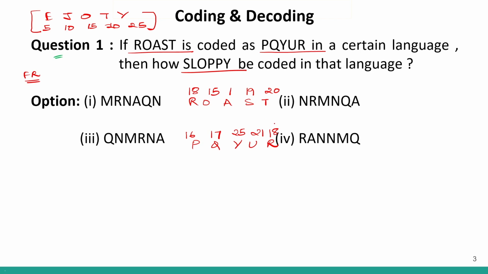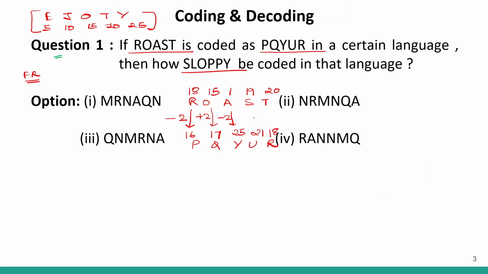Now can I form a pattern? From 18 to 16 I am going minus 2. From 15 to 17 I am going plus 2. From 1 to 25 it means plus 24. But if you use the concept of looping, if I go from A to Y, it will be minus 1 and minus 2, so this can be written as minus 2 as well.